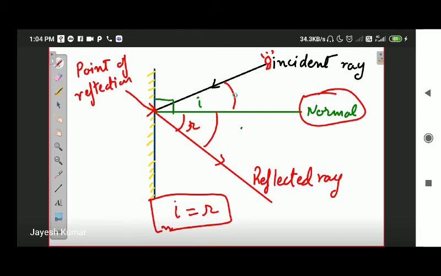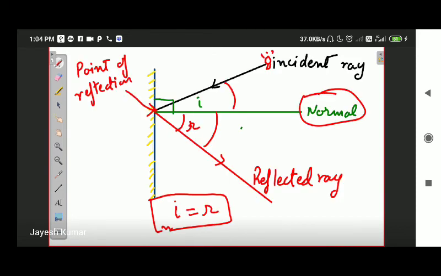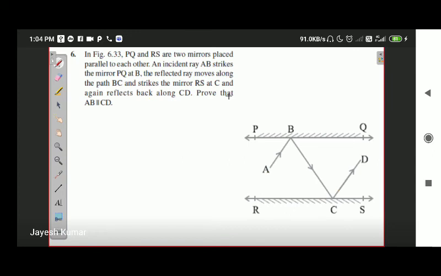Based on all this knowledge, let me tell you something. If any question regarding mirrors comes, what you need to do is draw a construction. And for mirrors, the construction is always the same. What do we need for the construction? At every point of reflection, we need to draw a perpendicular to the mirror.